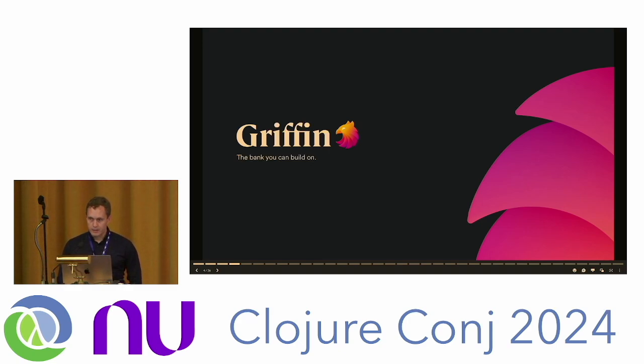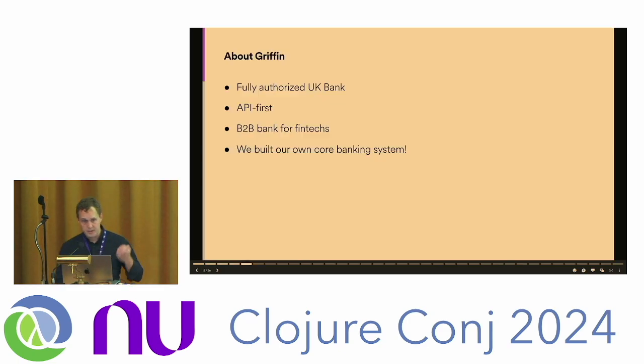We are a fully authorized UK bank as of February 29th this year. The entire system is built in Clojure, including the core banking system. We are an API-first B2B bank. Our customers are almost entirely fintechs, and we built our own core banking system. Now I have opinions about testing and quality, and you are going to hear about them.